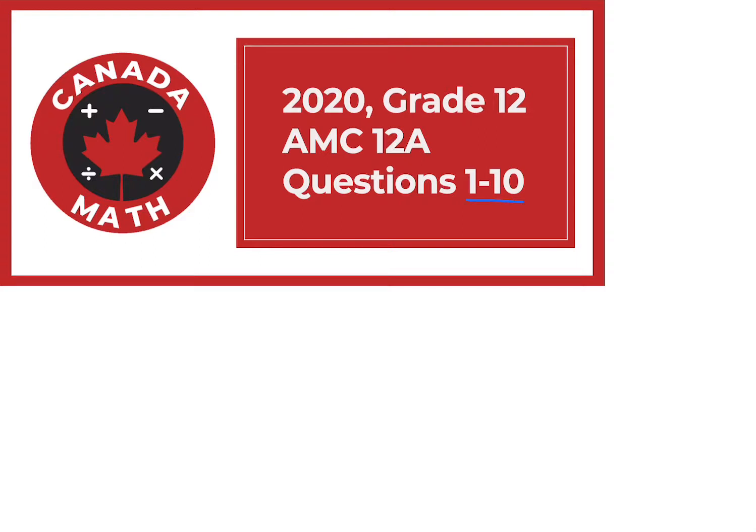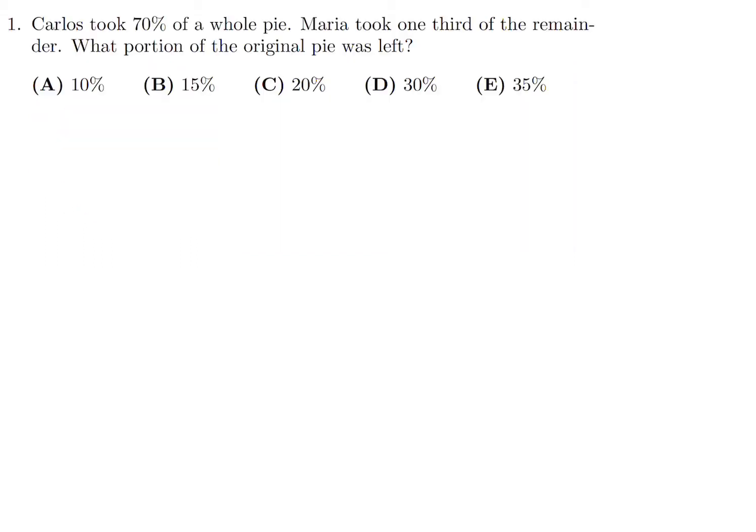Questions 1 through 10 on the 2020 Grade 12 AMC 12A. Carlos took 70% of a whole pie. Maria took 1/3 of the remainder. What portion of the original pie was left?